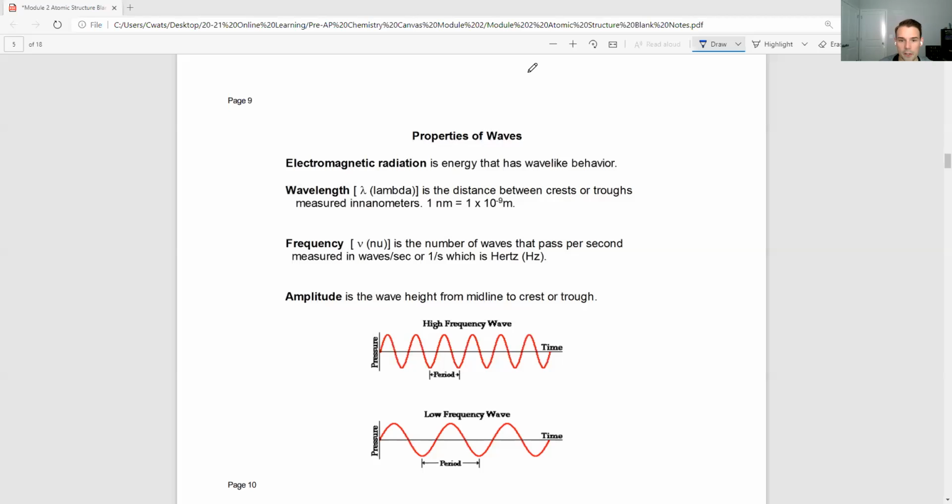Hi, everyone, and welcome to Module 2, Lesson 2 notes. We're going to talk about waves, properties of waves, do some calculations, and talk about some more scientists that were important to the atom and different things about the atom.